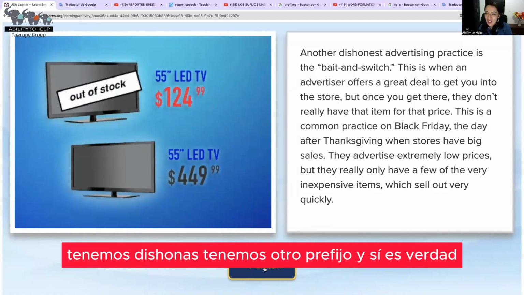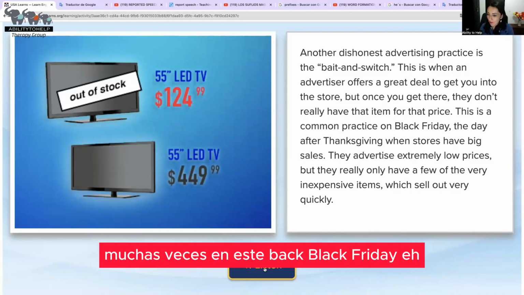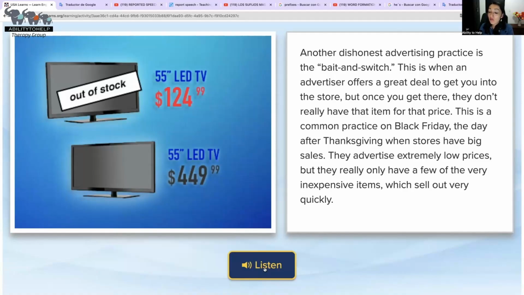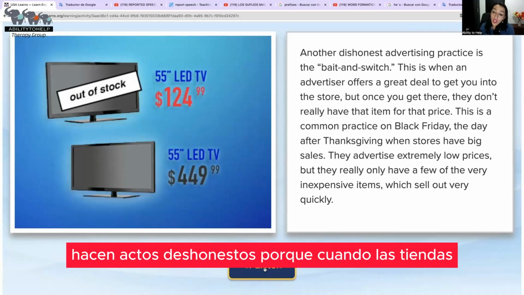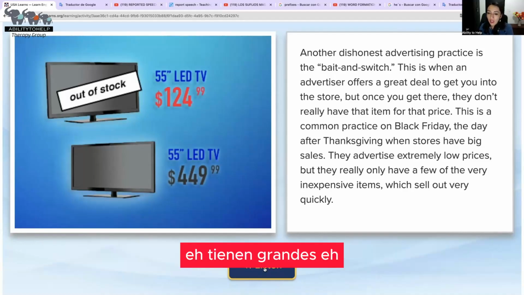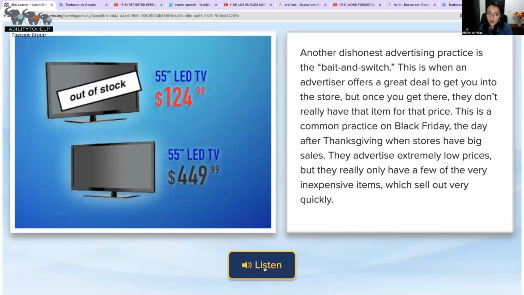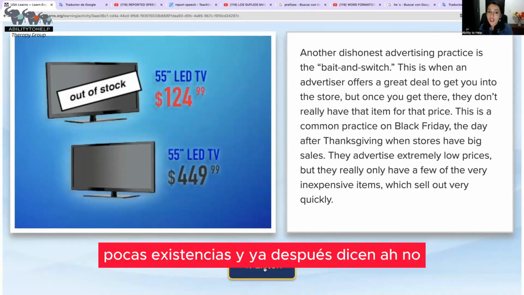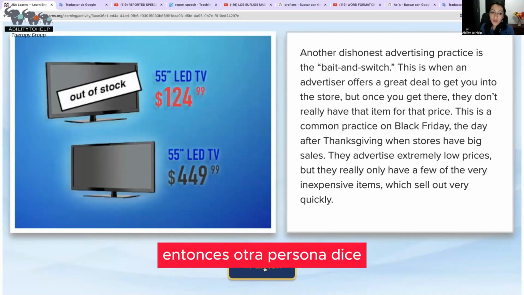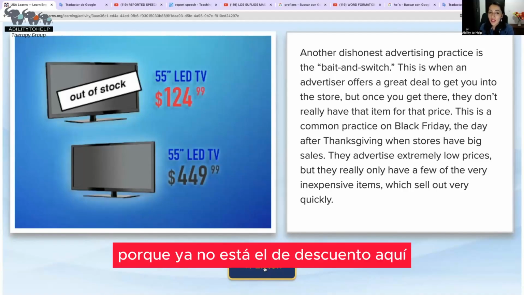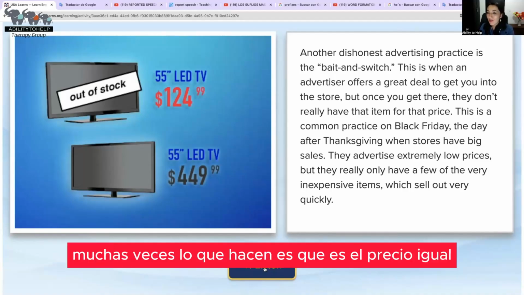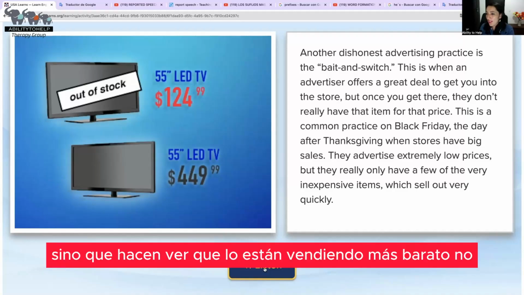Tenemos dishonest. Tenemos otro prefijo. Y sí, es verdad. Muchas veces en este Black Friday hacen actos deshonestos porque cuando las tiendas tienen grandes descuentos, extremadamente bajos precios, pero ellos realmente solo tienen pocas existencias y ya después dicen, ah, no, out of stock. Entonces otra persona dice, ah, no, voy a comprar otro porque ya no está el de descuento. Aquí muchas veces lo que hacen es que es el precio igual, sino que hacen ver que lo están vendiendo más barato, ¿no?